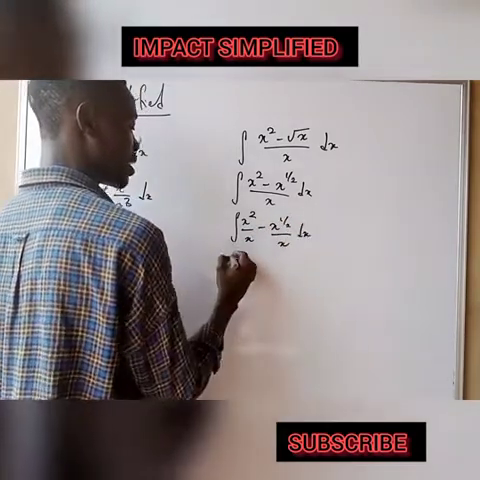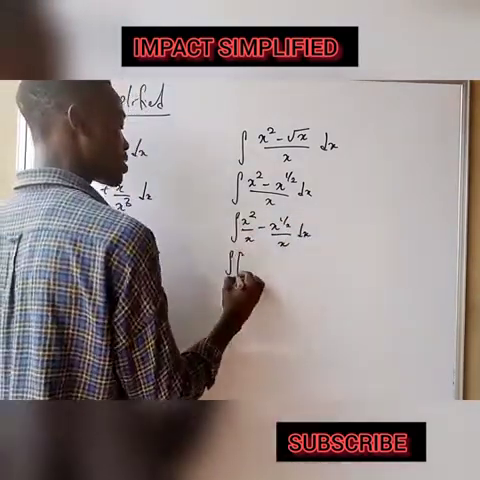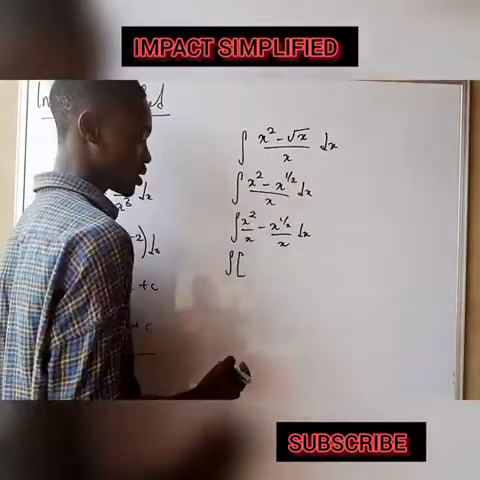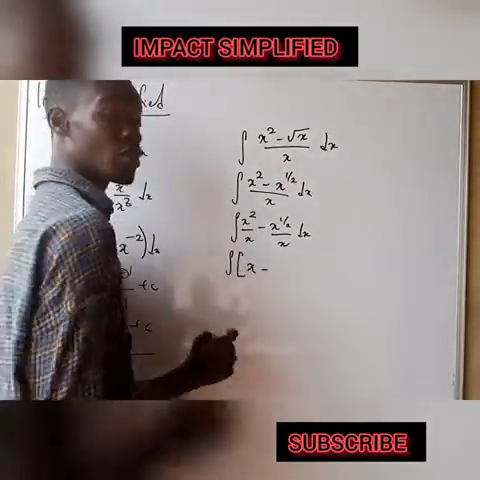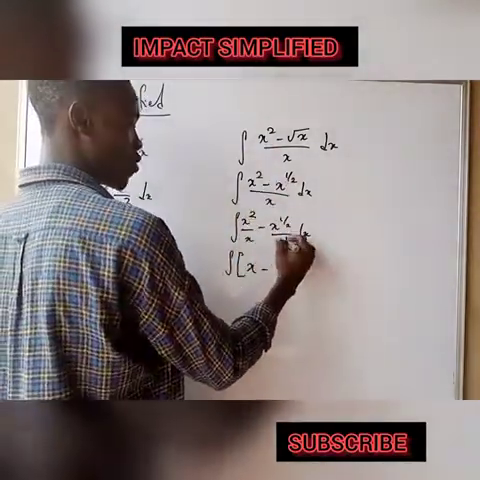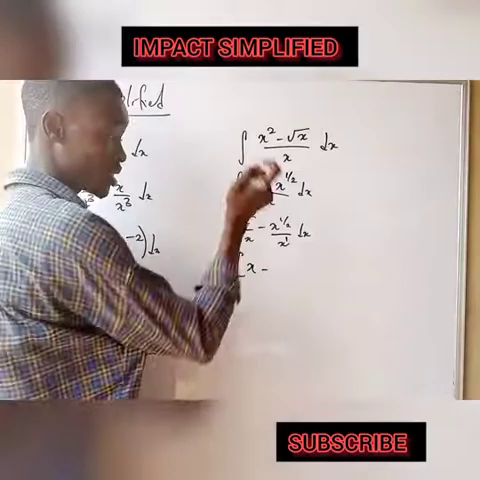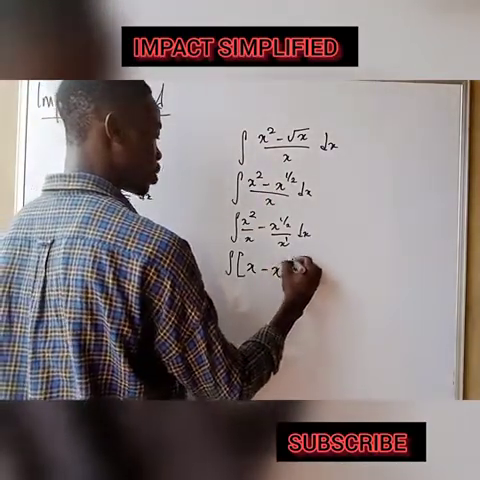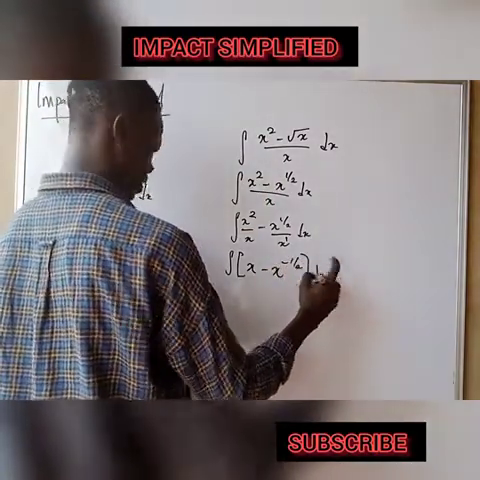As this. And now, indices. What is x squared over x? That will give us what? x. And indices, what is x to the power of half over x? Don't forget the power here is 1. So what is half minus 1? That will give us what? Minus half dx. Do we get that?